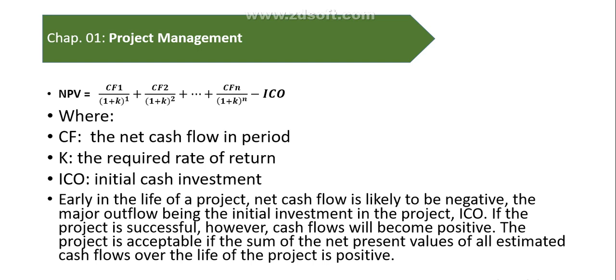Early in the life of a project, net cash flow is likely to be negative, the major outflow being the initial investment in the project, ICO. If the project is successful, however, cash flow will become positive. The project is acceptable if the sum of the net present value of all estimated cash flow over the life of the project is positive. So negative will be rejected and positive will be accepted.